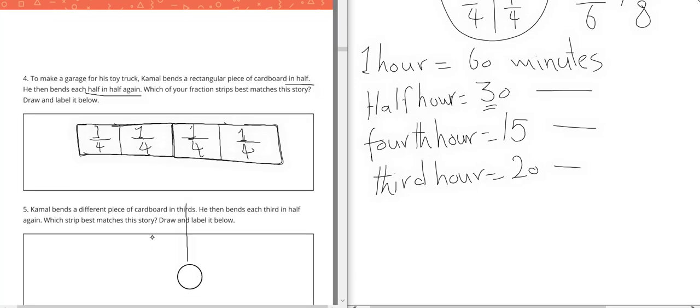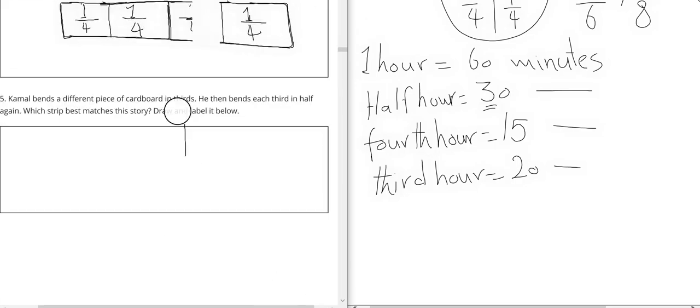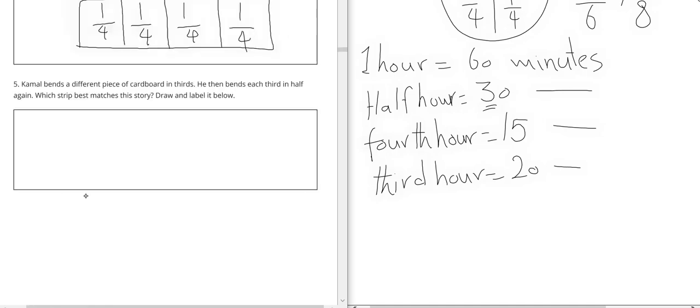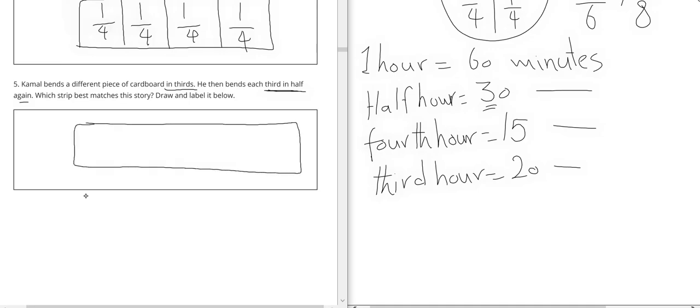Number 5. Kamal bends a different piece of cardboard in 3 equal parts. He then bends each third in half again. Which strip best matched this story? Draw and label it below. Okay, at first he had a cardboard. Then he divided it into 3 equal parts, in thirds.